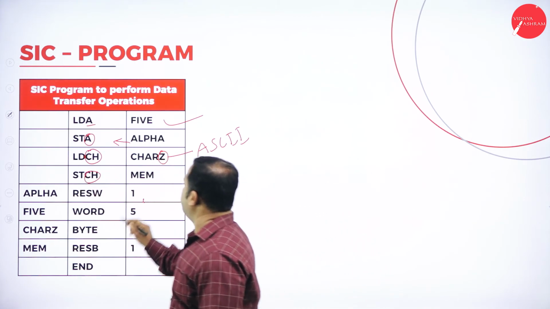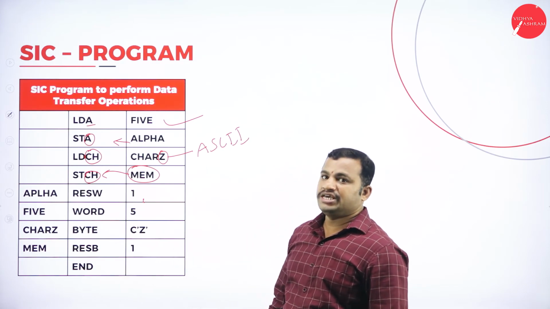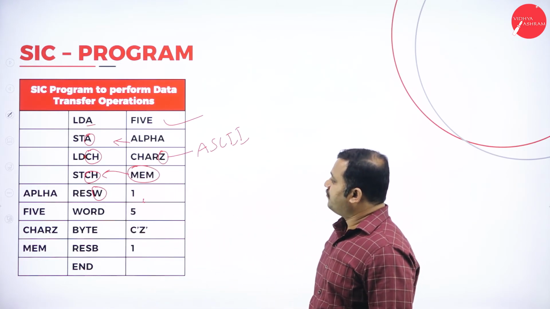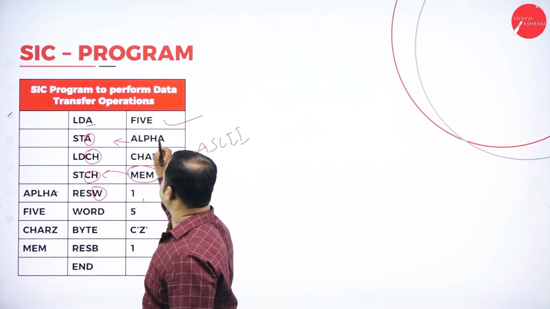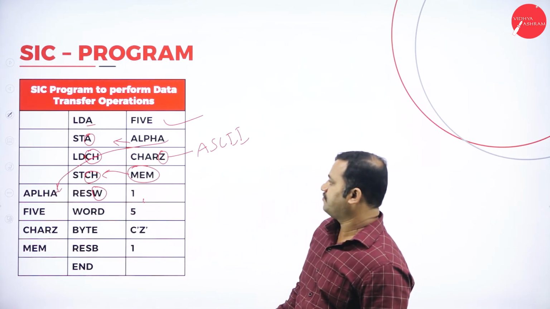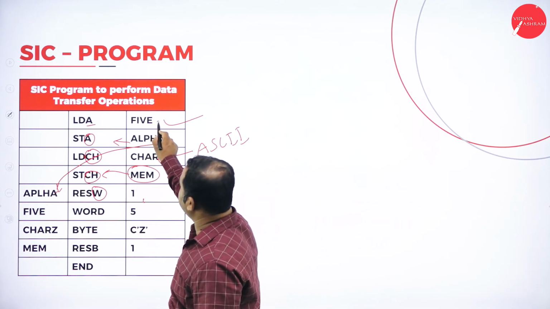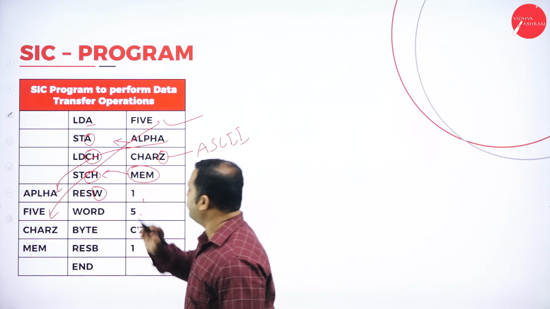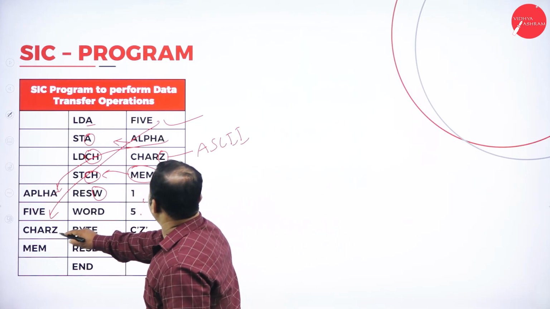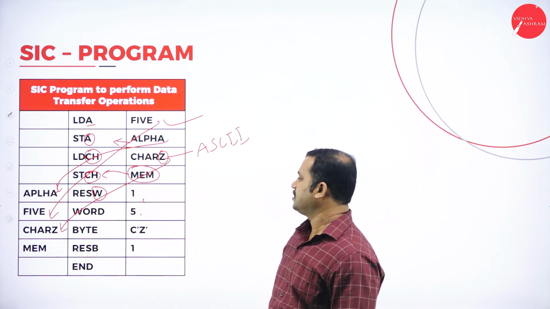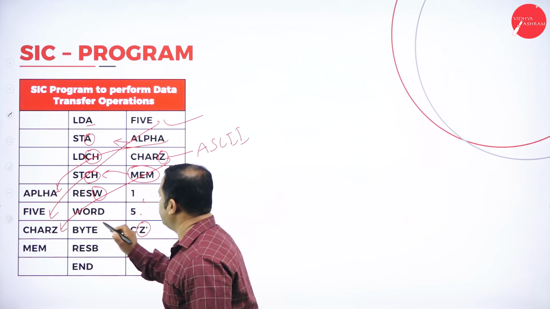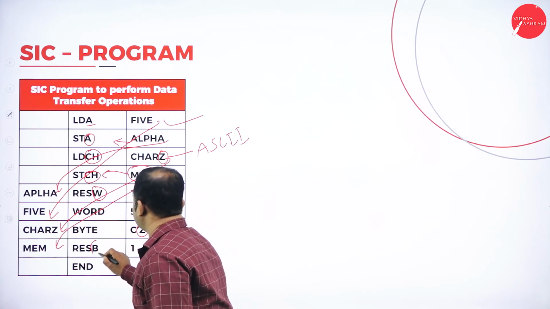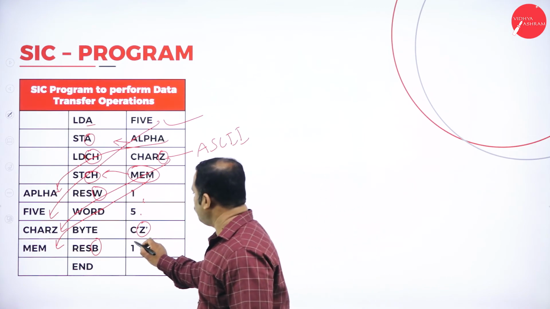Then STCH, store character, from the register to memory CH. Then the reserve word. Alpha is the value which is present here. From here to here I have RESW 1. 5 is present here; the forward reference of that is present here. That is the word 5 to be stored here. Then CHARZ is present here. This refers to this. The character I am going to store is Z, into this byte. Then this is going to be stored here with RESB, with the value 1.